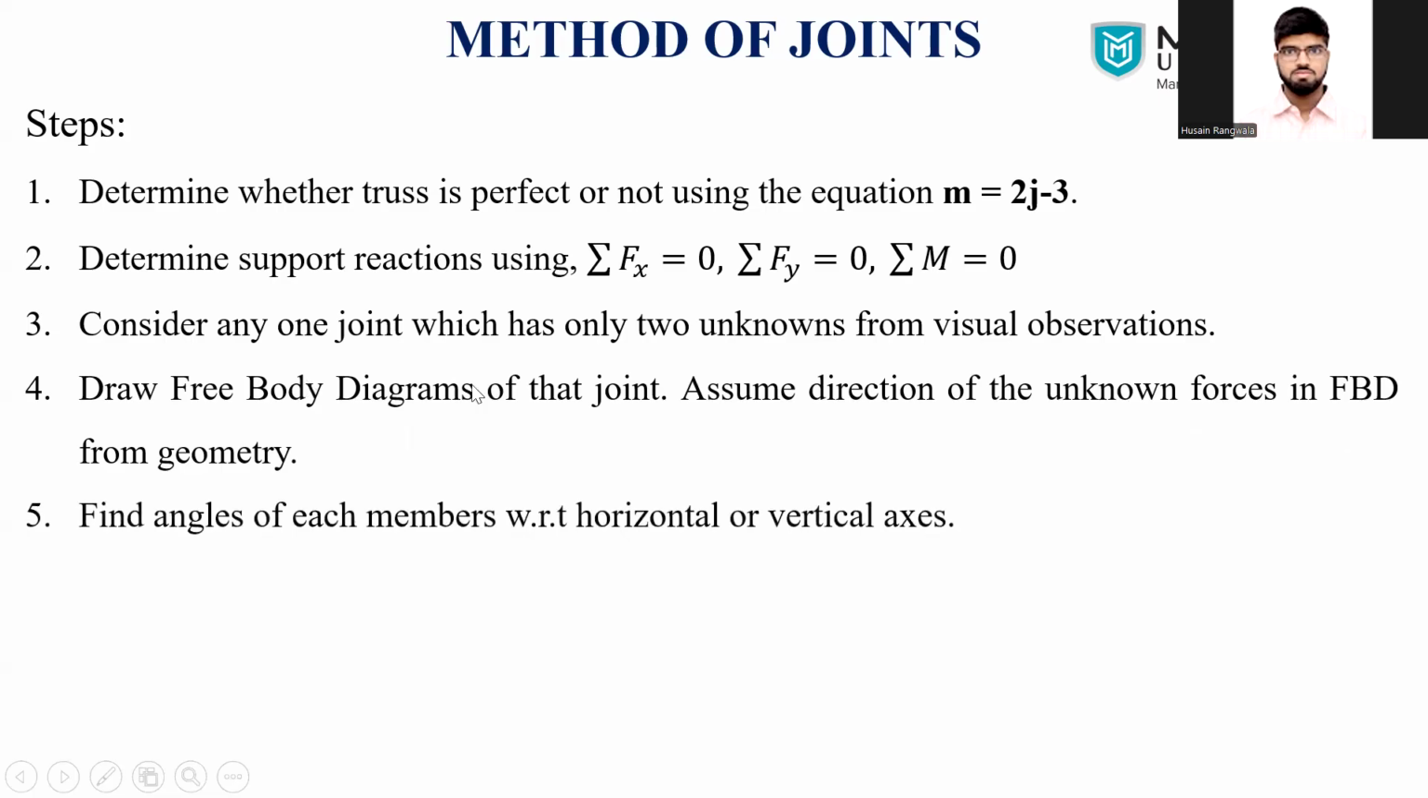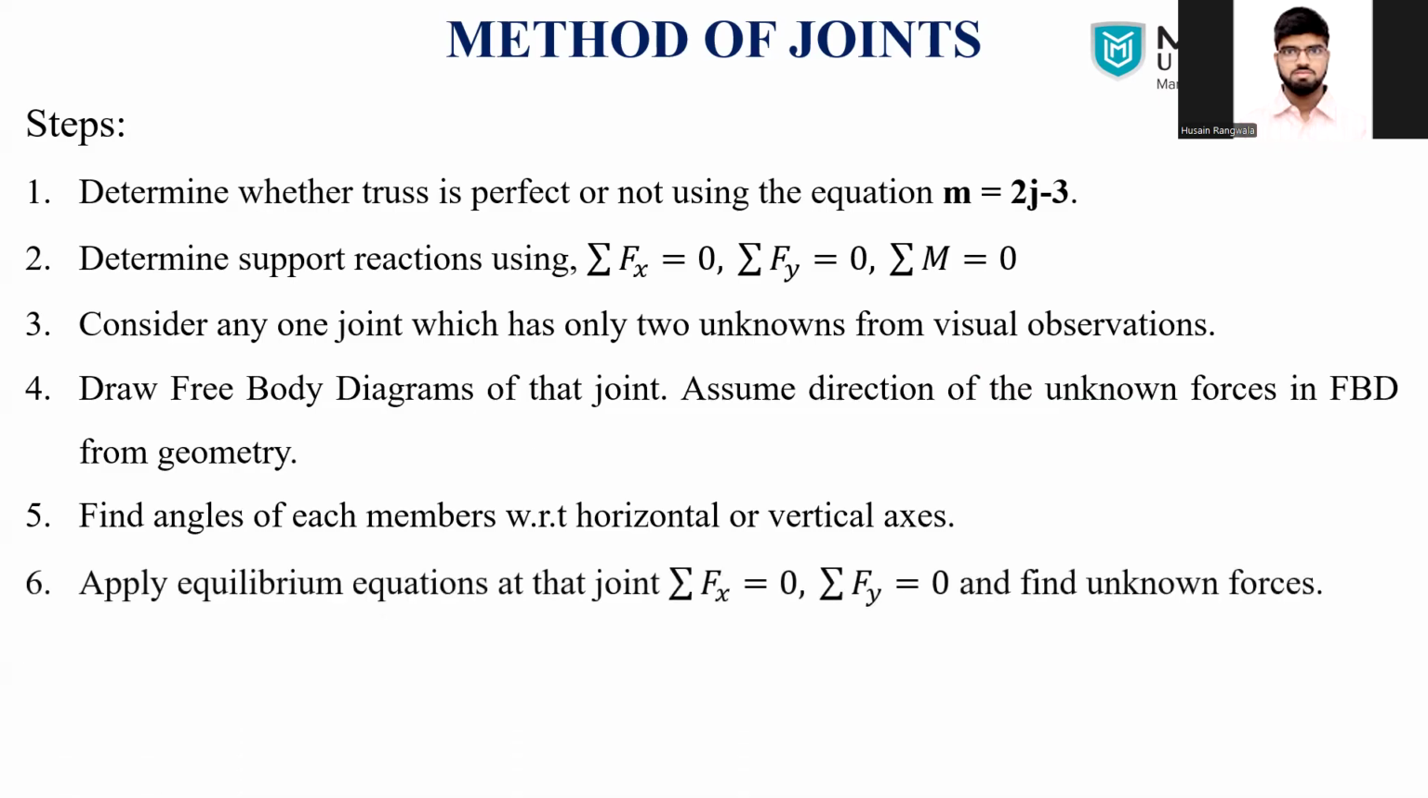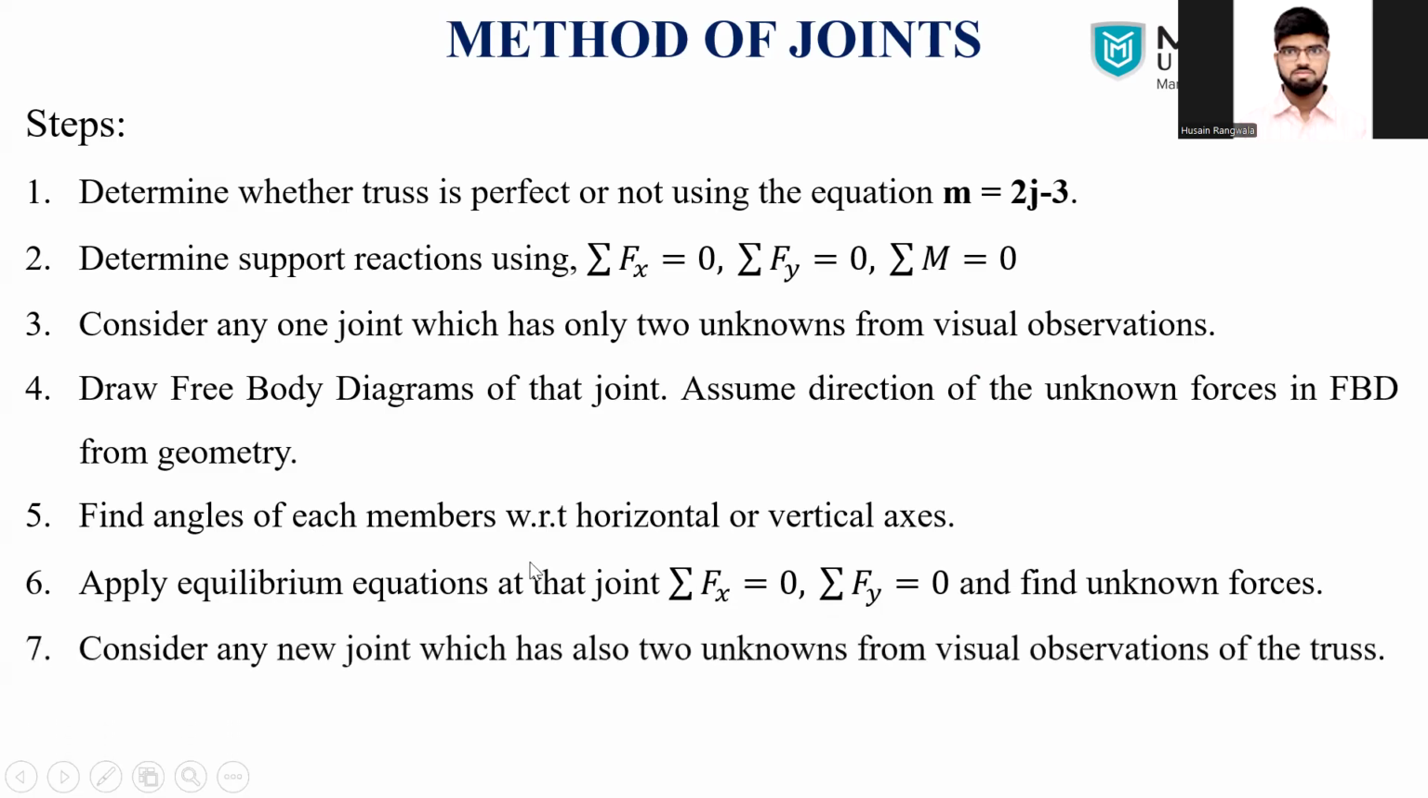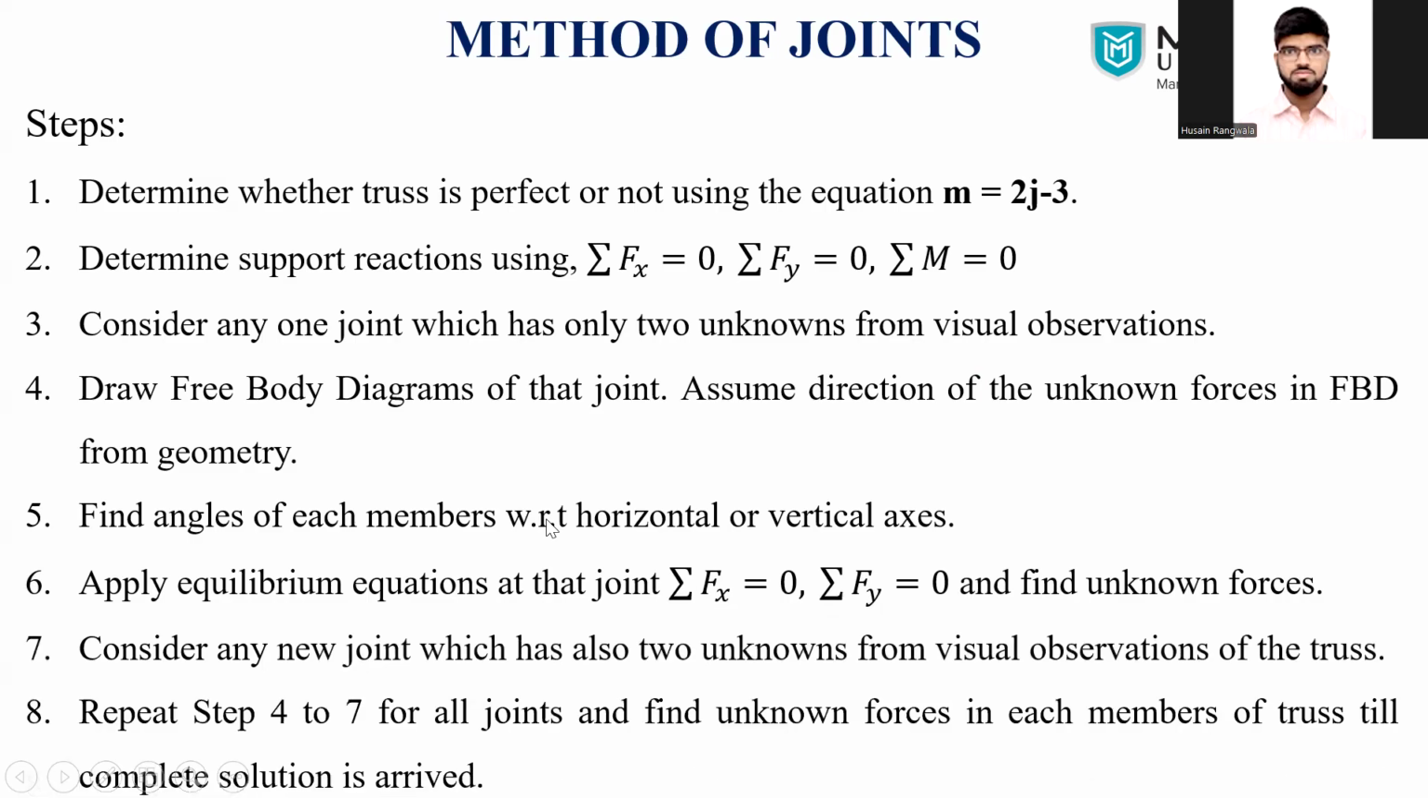Find the angle of each member, which is basically the geometry of the truss, with respect to the horizontal or vertical axis. Once we are ready with the free body diagram, we apply the equilibrium conditions at the joint and find out the unknown forces. Once the unknown forces of that one joint are found, we repeat the same procedure for all the remaining members. So this is the typical procedure which we used in class earlier, and now we are going to solve one more practice example.